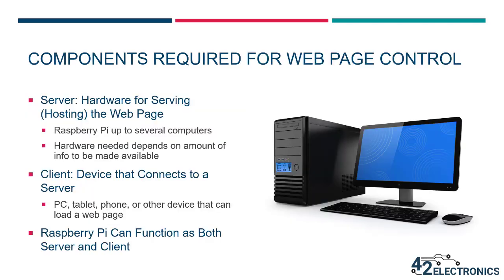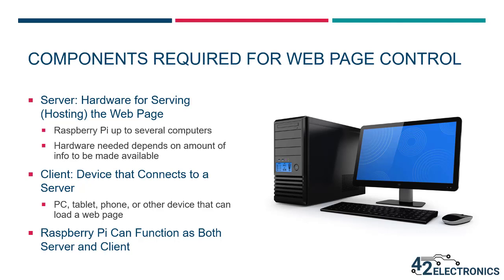The components required for web page control of a device are a server and a client. The server refers to the hardware that is serving or hosting the web page. This hardware could be something as small as a Raspberry Pi, or it could be a much larger device like a full rack of powerful computers. So the server hardware required will depend on the amount of information that you want to make available. A large website like Google or Facebook requires entire buildings, multiple huge buildings called data centers that are full of thousands of extremely fast servers that are all working together to serve the website to everyone. Luckily, you only need the Raspberry Pi for hosting a couple of simple web pages like we're going to do.